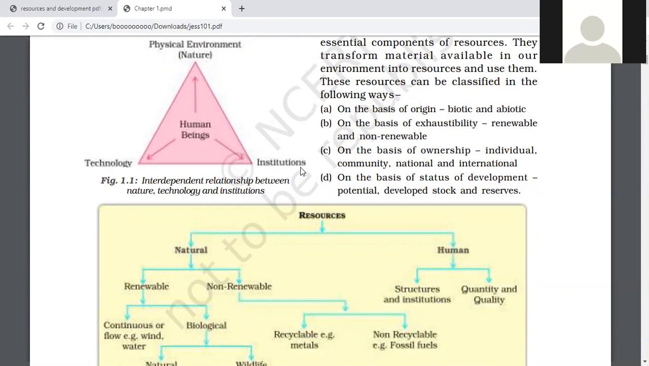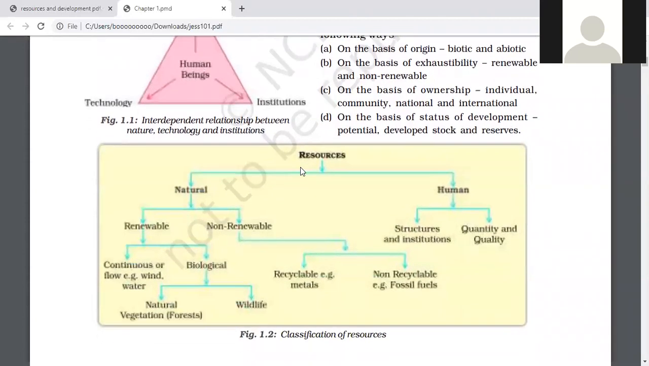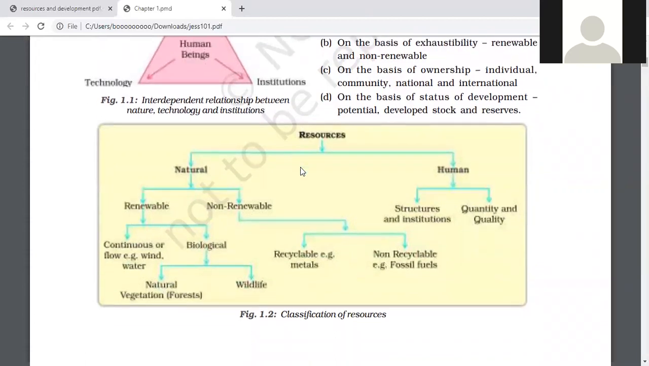On the basis of origin, there are biotic and abiotic resources. Biotic means living things, abiotic means non-living things. On the basis of exhaustibility, there are renewable and non-renewable resources. Next, on the basis of ownership: individual, community, national and international. We discussed the point. Individual means ownership of a person, and community means it is owned collectively by people living in that area. National means ownership of the country. International means no particular country can claim it. International organizations manage the ownership of it, especially related to water bodies.